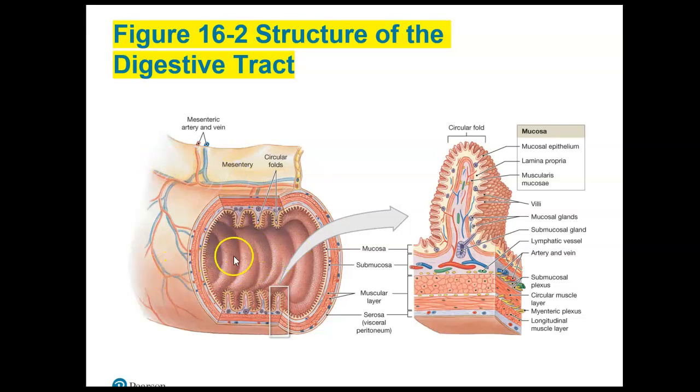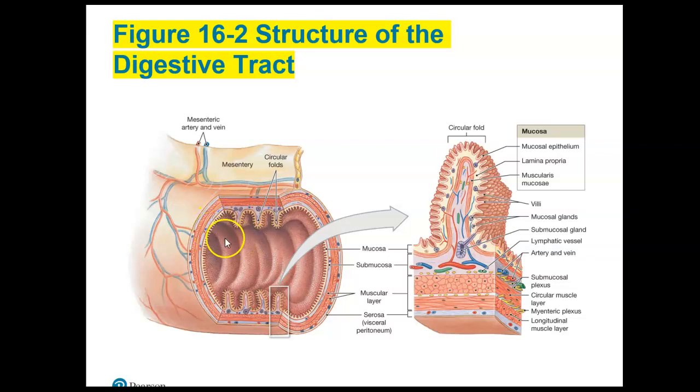So let's just say this is a small intestine. It doesn't say on here, but it can be small or large, but let's just say it's the small intestine. So what you have is some folding on the inner wall of the lumen, and these folds are called plicae circulares. And then they have more folds. These little folds are called villi. And what the villi do is increase the surface area for absorption.